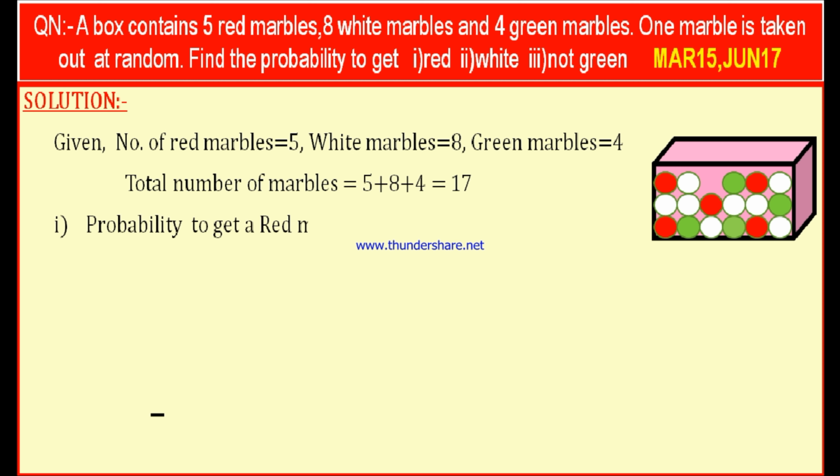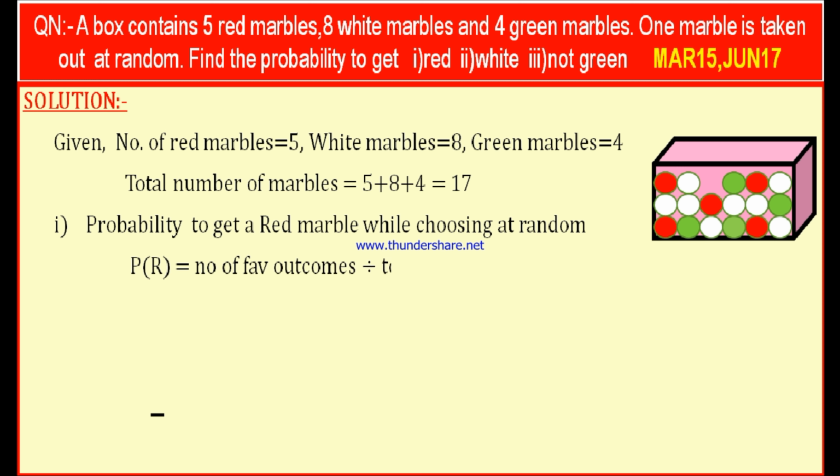Now the first bit, we have to find the probability to get a red marble while choosing at random. The formula to find probability is equal to number of favorable outcomes divided by total number of outcomes. Here we have to find the red marbles probability. Therefore, the favorable outcomes is nothing but the number of red marbles. Now, students, you please verify how many red marbles are there in the box. Okay, there are 5 red marbles. And what is the total number of marbles? 17. Therefore, the probability of an event R is equal to 5 by 17.